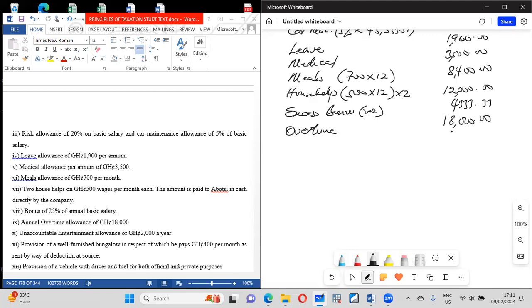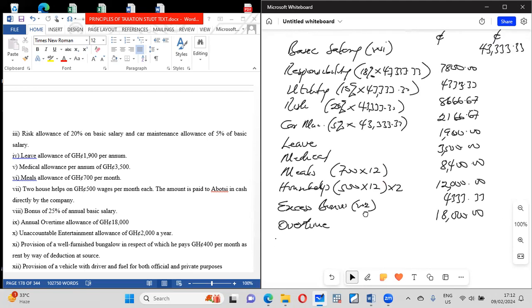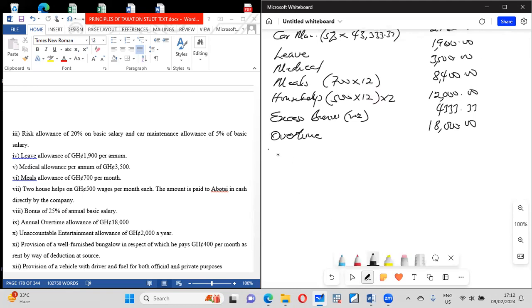All right. Unaccountable entertainment allowance. Wow. It's unaccountable. We should have even added that in at the top somewhere, but it doesn't matter, wherever it comes, we add it. If it was accountable, we wouldn't have added it. Entertainment is 2,000 per year. So 2,000.